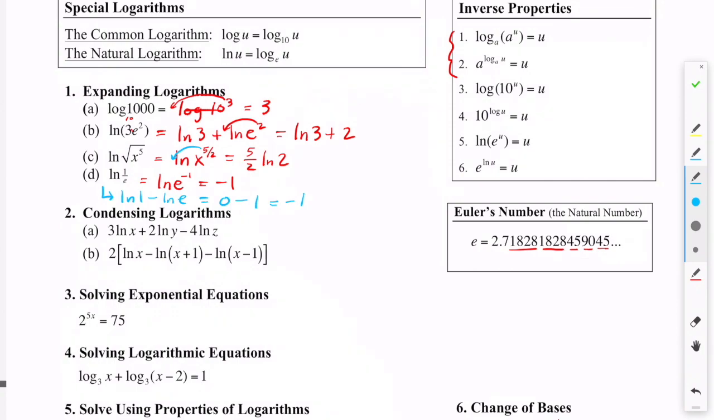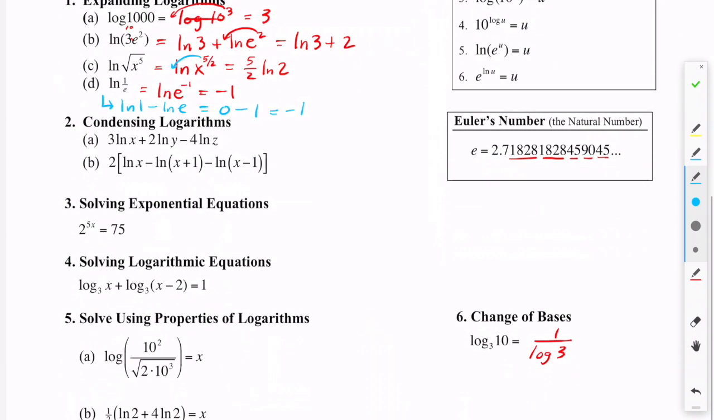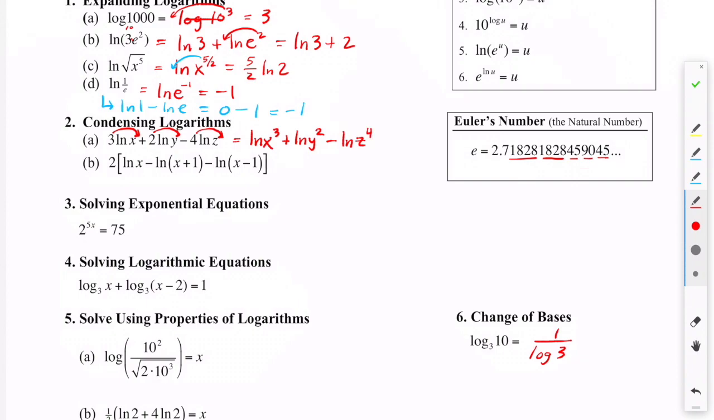Let's practice the other way, and let's try condensing these logarithms. So I'm going to take multiple logarithms and put them back together. My goal is to put this back together into one logarithm. The first thing I'm going to do is I'm going to condense these coefficients using my favorite property. I'm going to put them back in as exponents here. So let me write this out here. This is ln x cubed, plus this is ln of y squared minus ln of z to the 4th power. And the last thing I'm going to do is I'm going to just start condensing these.